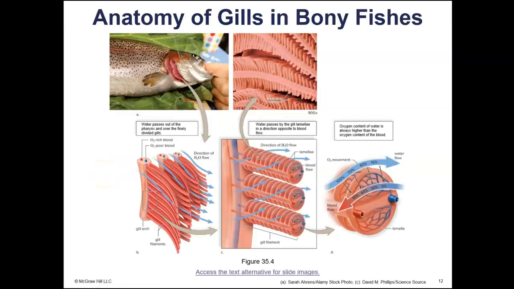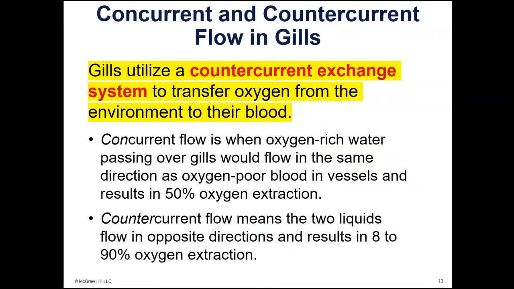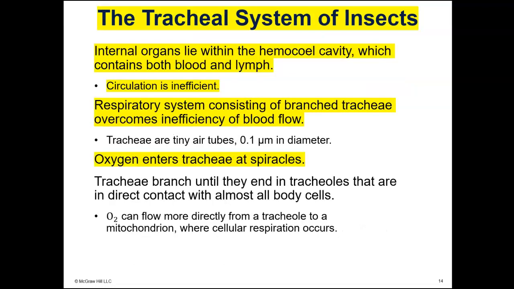And water passes over the gills in an opposite direction as the blood is flowing. So blood flows past the gills in one direction, and the water flows in the other direction. And that is called countercurrent exchange. And that allows them to extract more oxygen from the water, so that the movement of the blood in the opposite direction as the water flowing past the gills allows for countercurrent exchange. And they get more oxygen from the water that way.